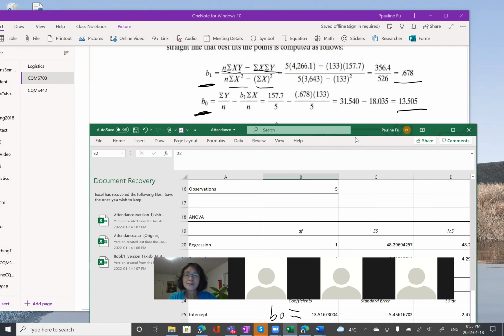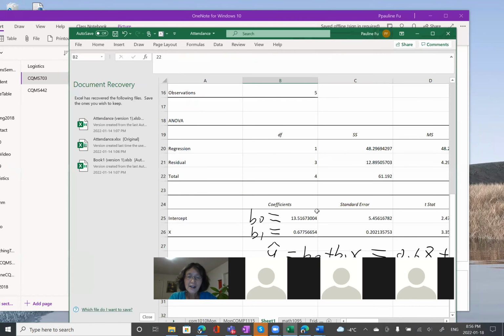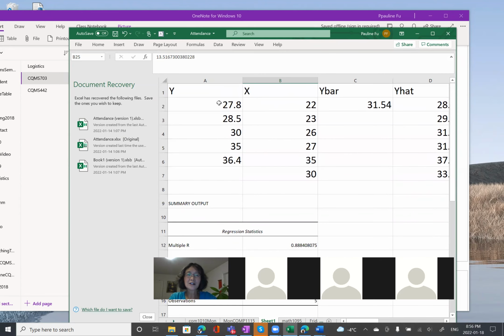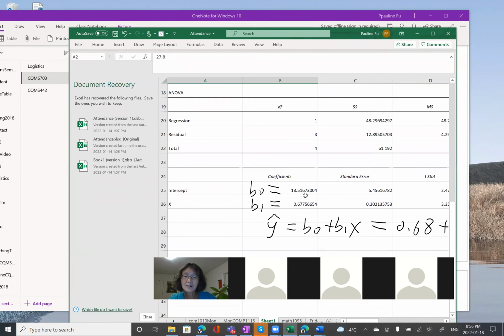And the slope B1 by the formula gave me 0.678, and the Excel gave me 0.678. I got the same answer in Excel and formula. Maybe you want to try again or double check the original numbers. If one of the original numbers is not the same as mine, you may produce a different result. Well, I got the same numbers as you in the Excel spreadsheet, but I just don't see how 13.516 rounds to 13.505.